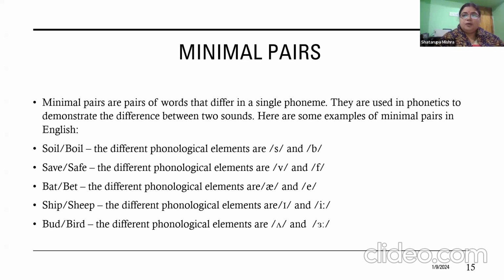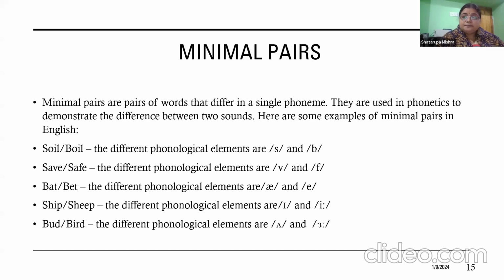Soil, boil. So oil, that sound is the same. S sound and B sound, these are the different sounds. So soil and boil, we can call them minimal pairs. Similarly, save, safe. So V and F, these are the two sounds which are different. Then bat, bet. So here the two vowel sounds are different. The consonant sounds are the same.